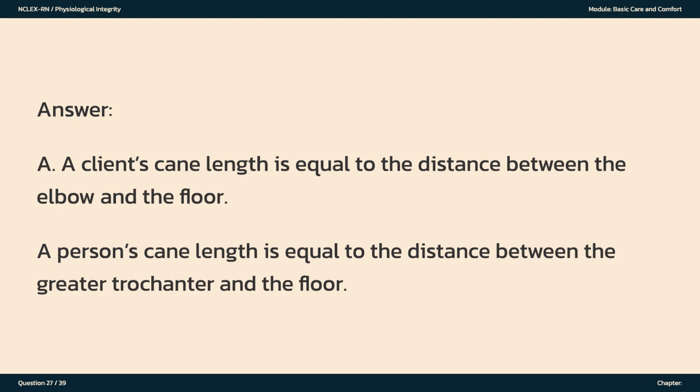The answer is A. A client's cane length is equal to the distance between the elbow and the floor. A person's cane length is equal to the distance between the greater trochanter and the floor.